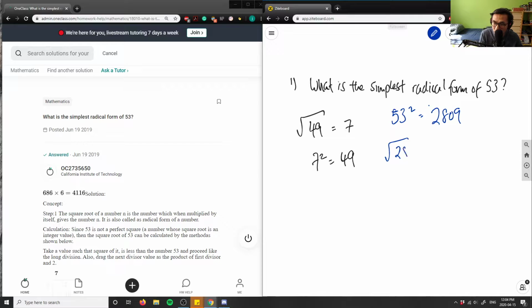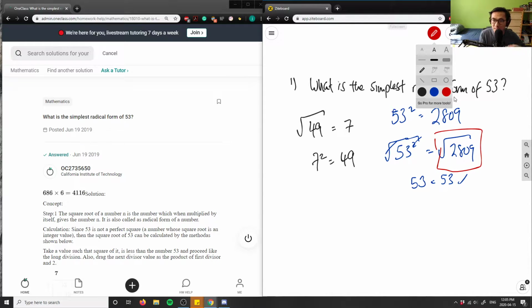So this here is 53 squared, which means if I take the square root of both sides, the square root of 53 squared, the 2,809 side gives 53. These two cancel out. The square root of 2,809 is 53, right? So the simplest radical form here would be 2,809, because I know that the square root of 2,809 equals the whole number 53. So that could be the radical form for this problem.